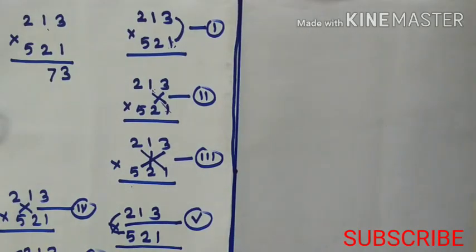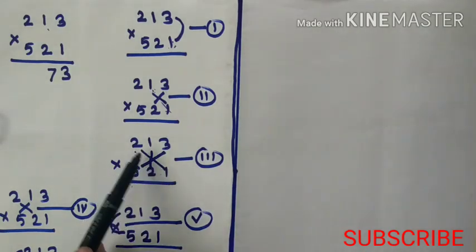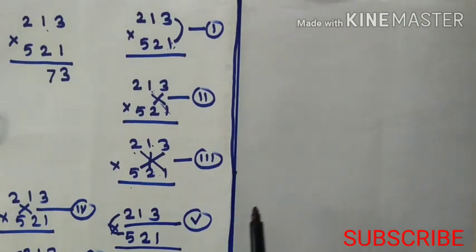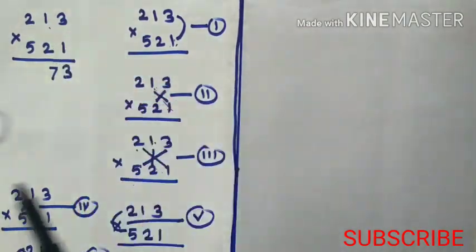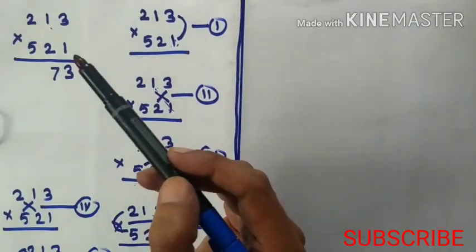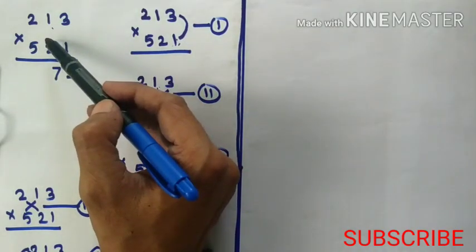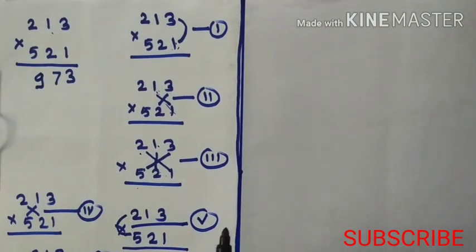Then third step, product of these two, 2 into 1, 2 1s are 2. Then 5 3s are 15. 15 plus these 2, 17. And the product of the middle one, 2 1s are 2. 17 plus 2, 19. Carry is 1.